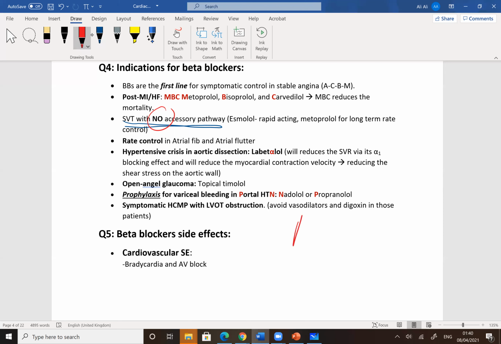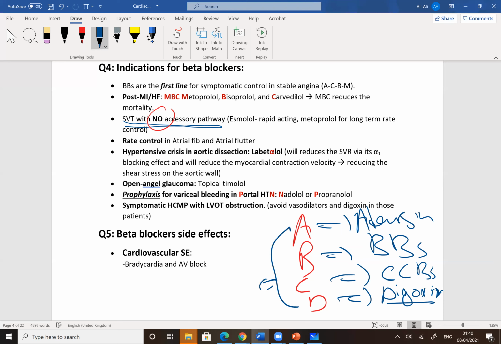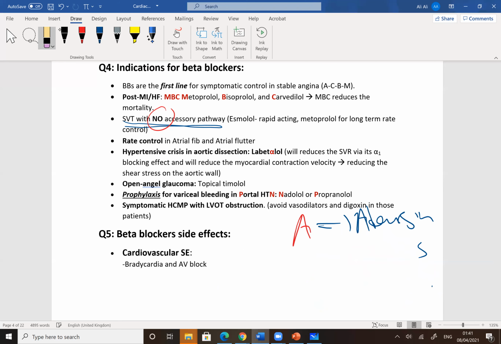Who are the AV nodal blocking agents? A, B, C, D. A is adenosine, B is beta blockers, C is calcium channel blockers, D is digoxin. Anyway, A, B, C, D, those medications are AV nodal blocking agents. These AV nodal blocking agents are contraindicated in SVT with accessory pathway, because they will worsen the condition. They may put the patient into VFib and then cardiac arrest.